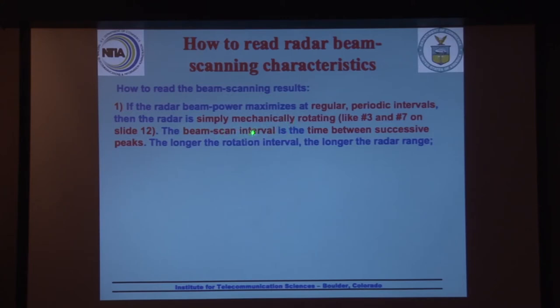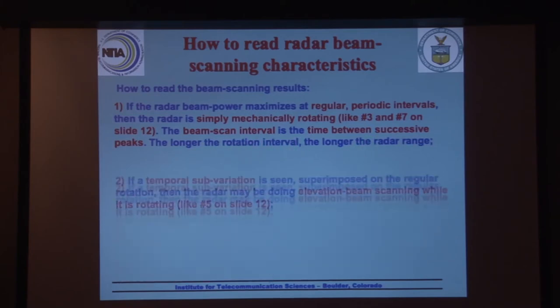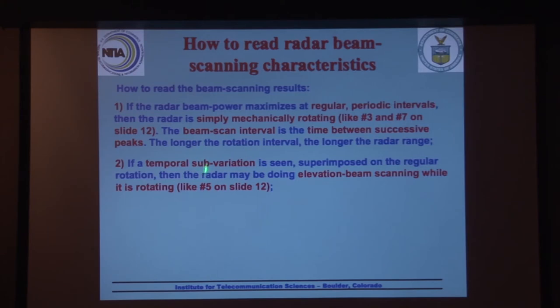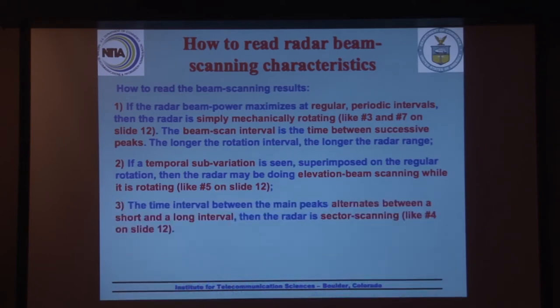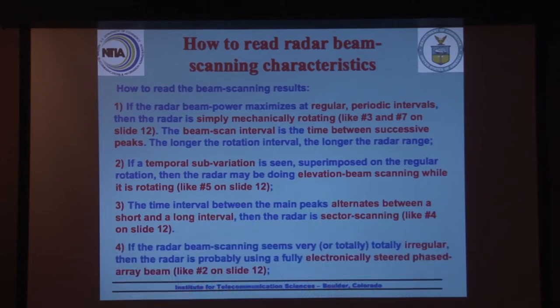Remember that the beam scanning interval of the radar is just the time between the successive peaks. The longer the rotation interval, obviously the longer the radar's range. If you see a sub-variation in time superimposed on a regular rotation, then it may be doing elevation beam scanning. That's like that number 5 on slide 12. If you're getting a time interval between the main peaks that alternates between short and long, we already talked about that, sector scanning. And if you see what seems like a very or totally irregular scanning pattern, then it's probably an electronically steered beam, which means it's some kind of a phased array radar, like, for example, a PAVE PAWS type radar.